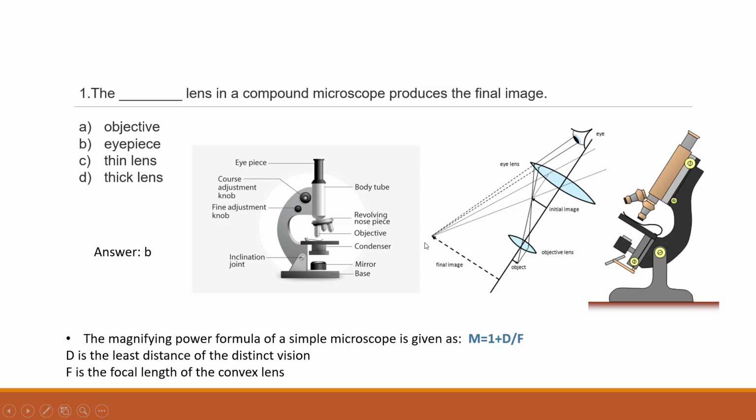The magnifying power you can know with your different objective lenses. The magnifying power formula for a simple microscope is given as m equals 1 plus d by f, where m is the magnification, d is the least distance of distinct vision, and f is the focal length of the convex lens. So this is the simple working of your microscope. There are other microscopes as well, like inverted microscopes, confocals, and others where they use two or more lenses.